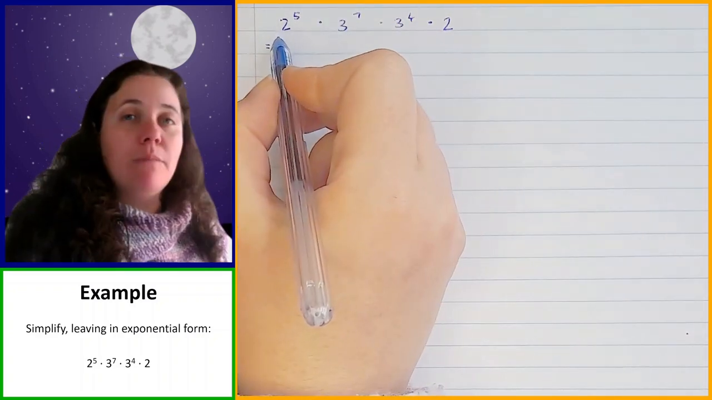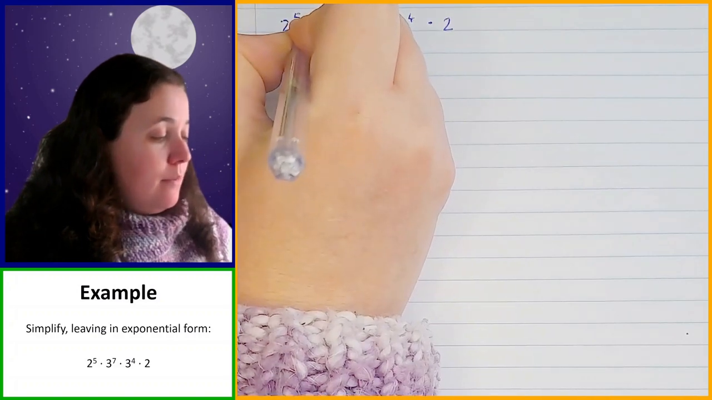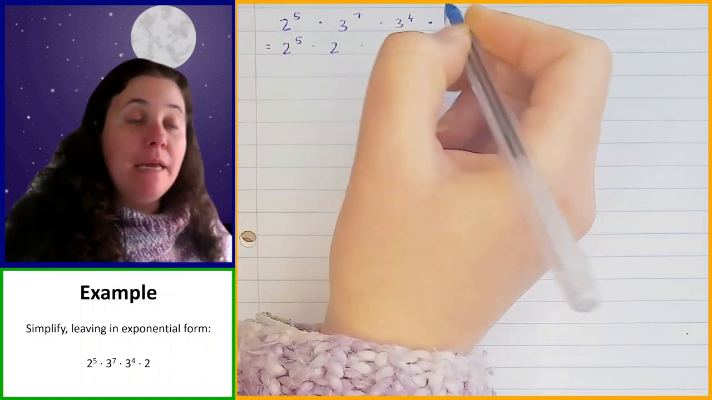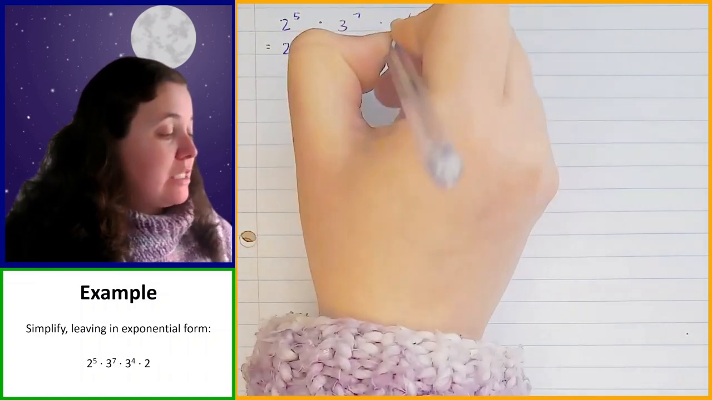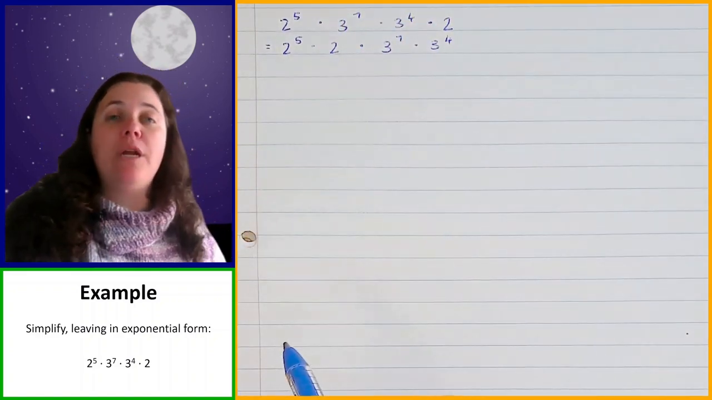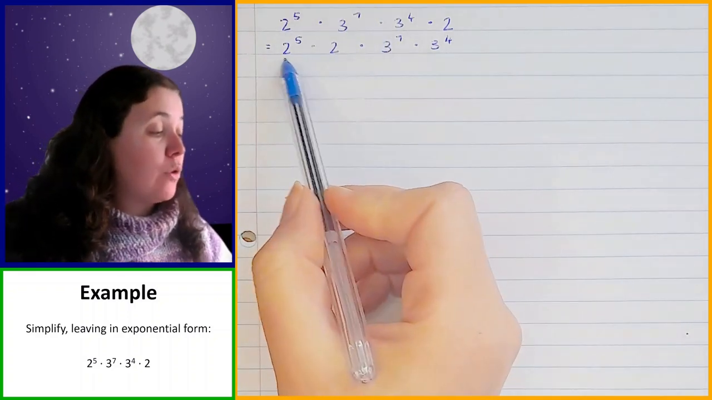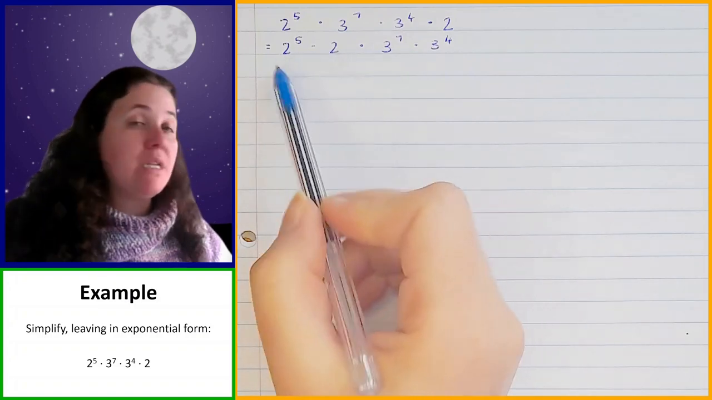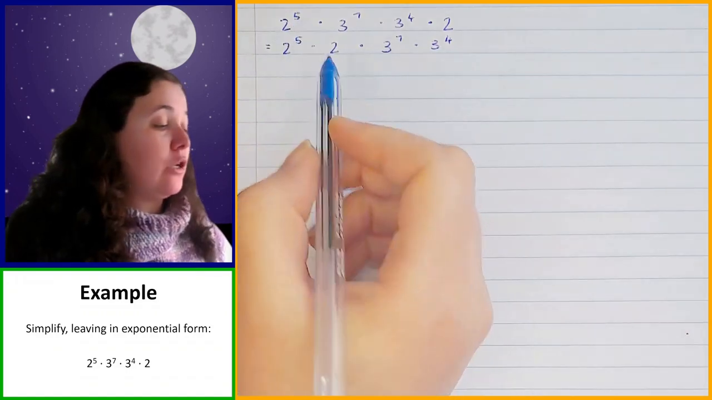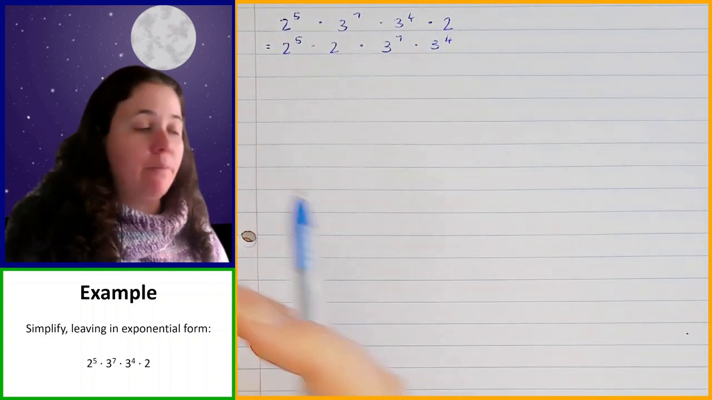I'm going to put my powers that have a base of 2 first. So I've got 2 to the power of 5 times 2. And then I'm going to put the ones with 3 as the base after that. So I've got times 3 to the power of 7 times 3 to the power of 4. Because remember, our rule only applies if we have the same base. So I can't work with all of them together. I have to work with the ones that have the same base together. So I'm going to work with these ones together and those ones together. I can consolidate those into one power and those into one power, but I won't be able to put it all together into one power.